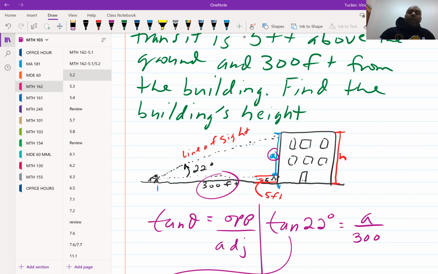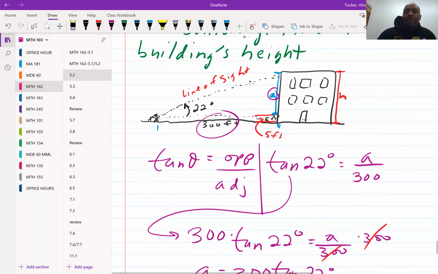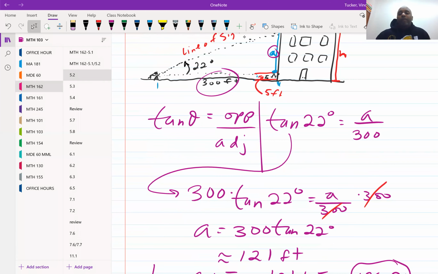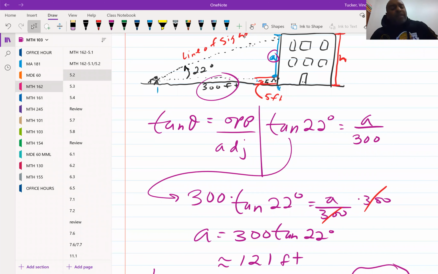All right. So now we can solve for A by multiplying both sides by 300. A will be equal to 300 tangent of 22 degrees, and that will be approximately 121 feet. And MyMathLab will let you know if they want you to round it to the nearest whole number or tenth or whatever the case may be. Evidently in this problem, looking in the book and doing the exercises, they tell me to round to the nearest whole number. So we have 121.